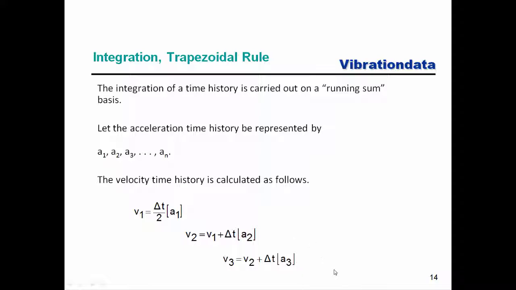Then once we got to the final velocity point, we would again use this type of point where we would take the delta t and divide by 2. And it would be that last acceleration plus the running sum total velocity.